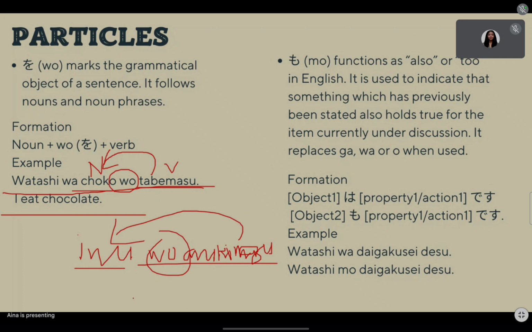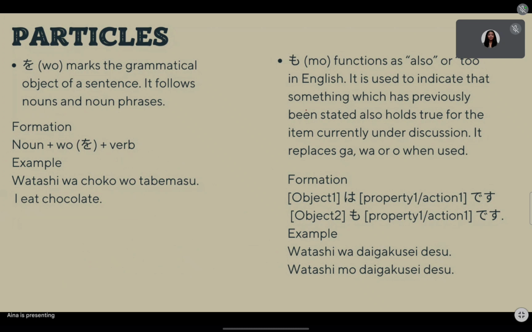And then we have the mo. Mo is a function as also or to in English. So for example, this one is the person 1 and then person 2. So for the formation, we have objective 1 wa, property 1 action 1 desu. And then objective 2 mo, property 1 action 1 desu. So for example, watashi wa daigakusei desu.